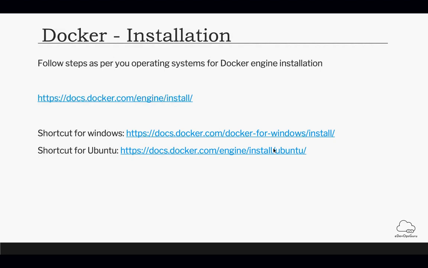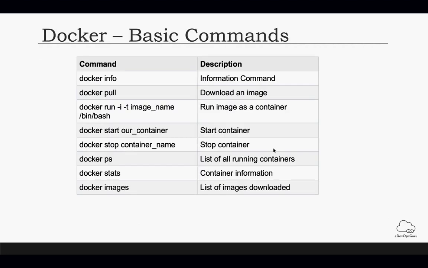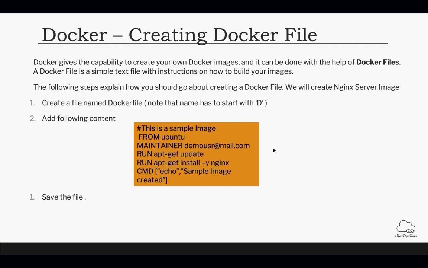Before that, let's see the basics: if you have to create a Docker container, how would it be done? The first step would be to have a Dockerfile. A Dockerfile gives you the ability to write what your Docker images or containers would contain. It is a simple text file with instructions on how to build your images. This is a sample.